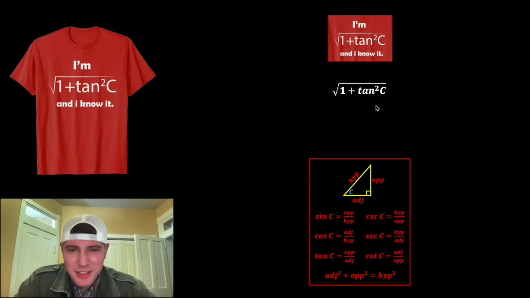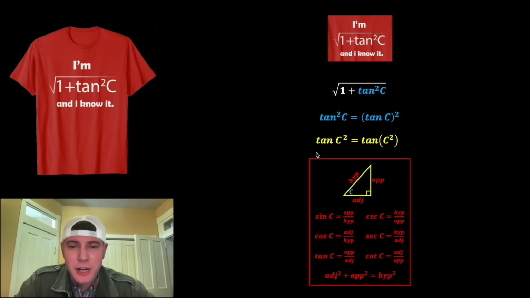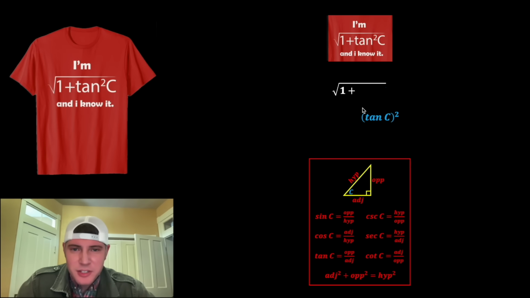Let's focus on this tangent squared of c. This is just a special notation that means tangent c, whole thing squared. The reason they don't write it like this, tangent of c squared, is because people might think it means tangent of (c squared). But we don't want just the c to be squared, we want the entire tangent to be squared. So we write it like this. And now in the place of this tangent squared c, let's plug in tangent c, squared.